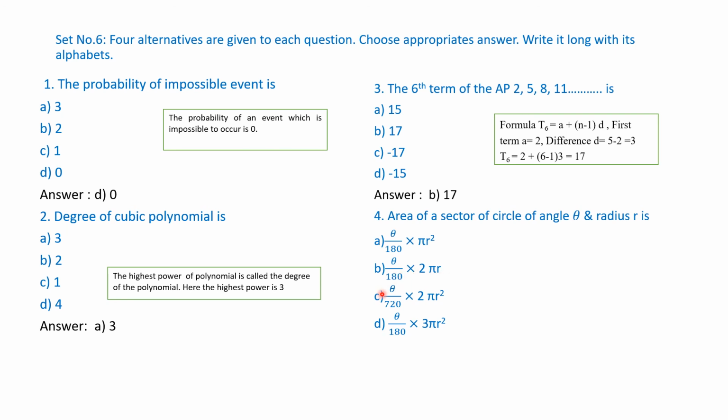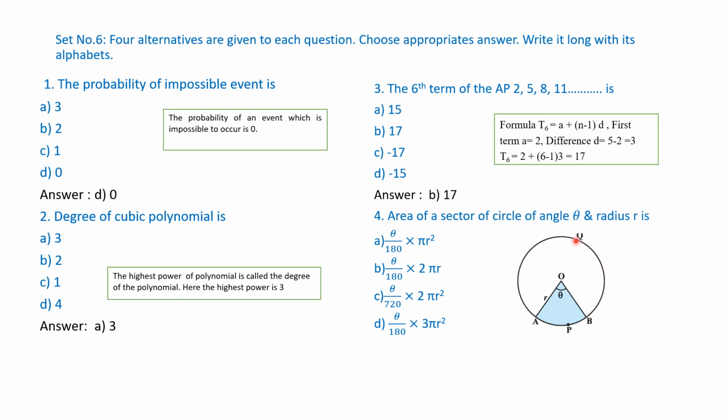Option C, theta by 720 into 2 pi r square. Option D, theta by 180 into 3 pi r square. Please go through the question and we will solve it. Let us analyze. This circle is not given, but we have to refer to it to know the theoretical background.